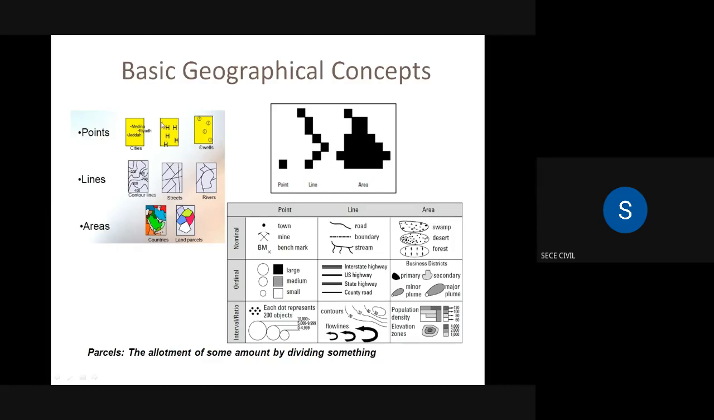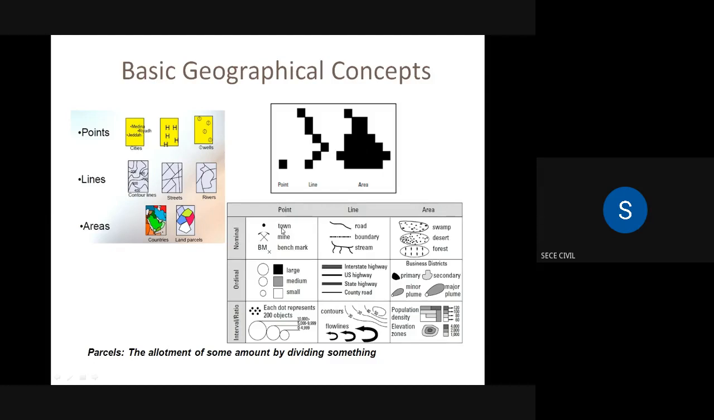We use points to denote cities, homes or houses, wells. Lines are used for denoting contour lines, streets, rivers. Then area is for denoting countries, land, land space, land parcels. A point will look like this, this is a line, and an area. This is a raster view.